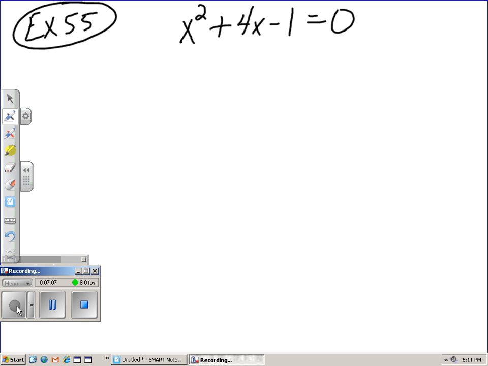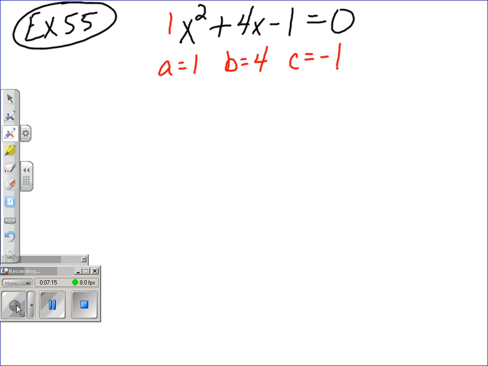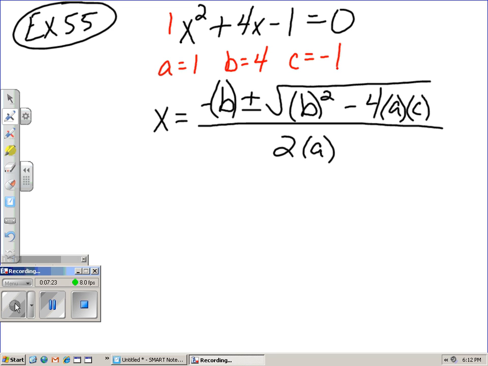I'm going to go a little faster now since we know the procedure. First, we need to know what our A and B and C are. So let's label those. So A is in front of the x squared. It's a 1. So A equals 1, B equals 4, C equals negative 1. They always go in that order. Your x squared number, then your x number, then your constant. Then write your formula. Make sure to add the parentheses around the letters.